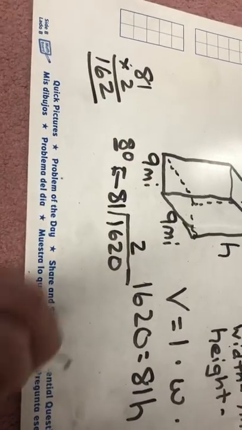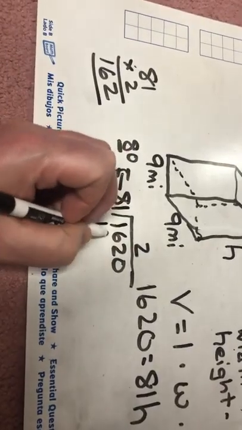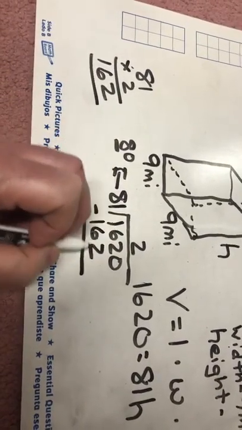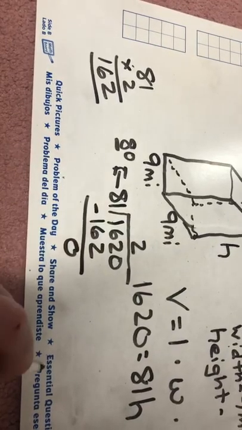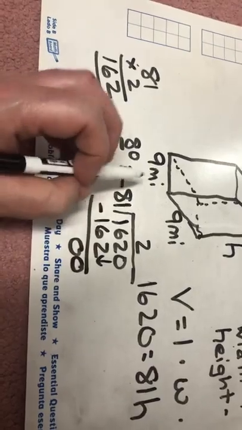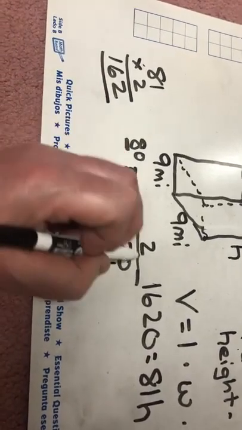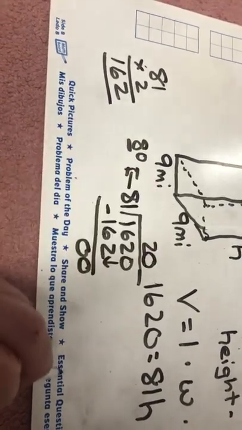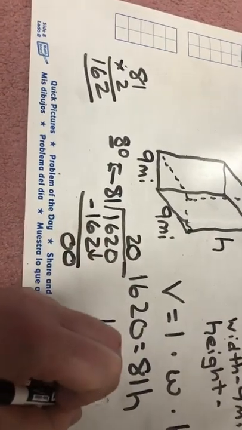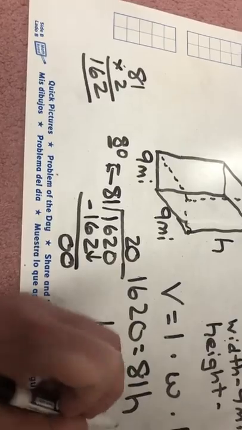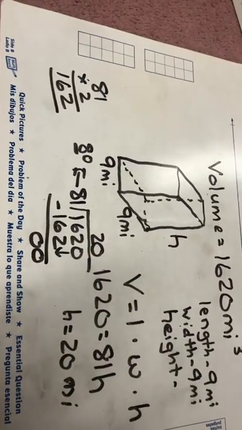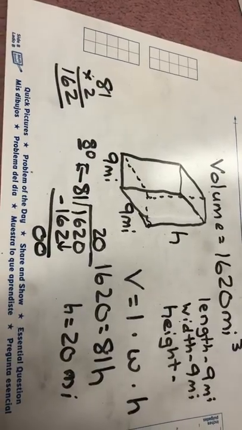81 can go into 162 twice. 2 times 81 is 162. 162 minus 162 is 0. But I can bring down that 0, which means I need to start over. 81 can go into 0 zero times. I find that my height equals 20 miles. And every problem you're doing is just like those two examples that we just did.